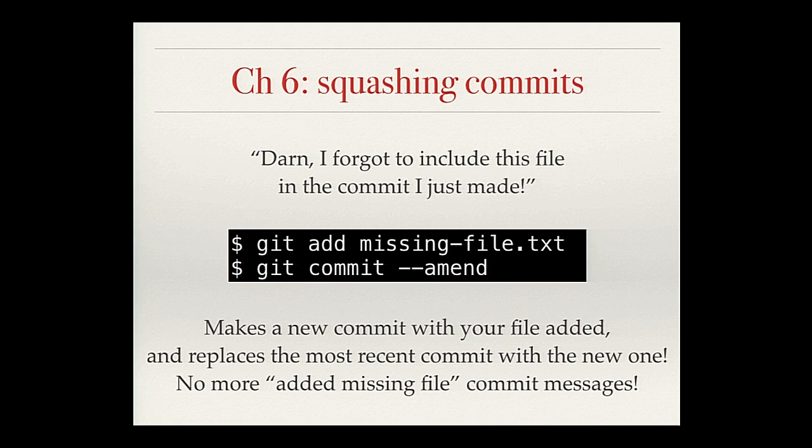So this is going to make a new commit based off of your most recent commit, but with the addition of any other changes that you've just used git add or git rm to add into your situation. And it's going to replace the topmost commit with that new commit that has everything all rolled up into it. So you never have to have any more "adding a missing file" or "fixed a typo" messages. You can just amend your commits.